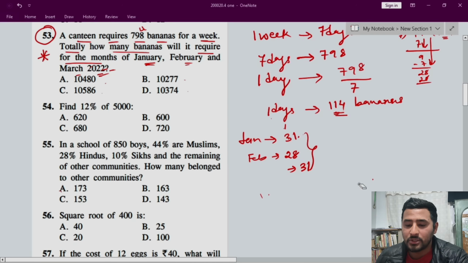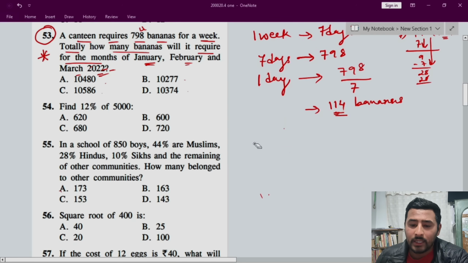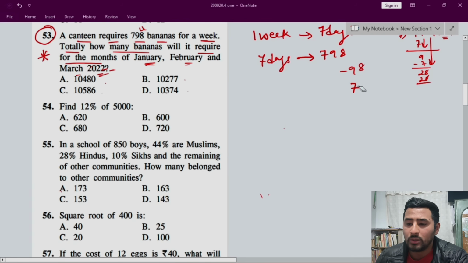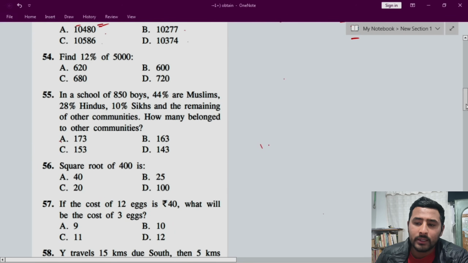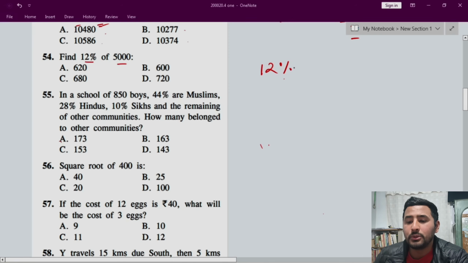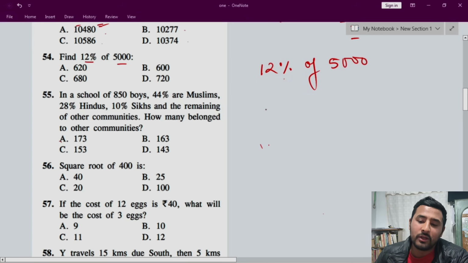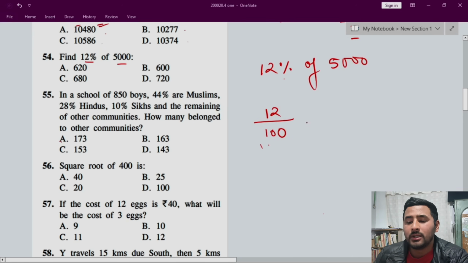Okay, let's go for the next question now. That is question number 54. It is find 12% of 5,000. So for 12% of 5,000, how will we do this type of question? Again, we have taught already. So 12%, change it to a normal number. 12 divided by 100. This percentage will come as 100. Okay, but multiply by 5,000.